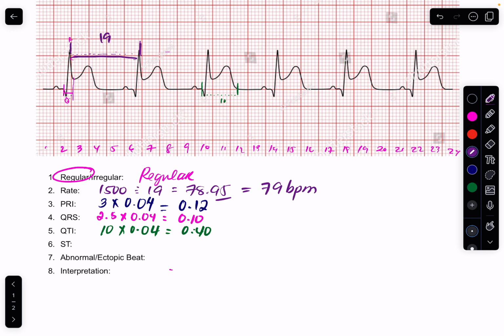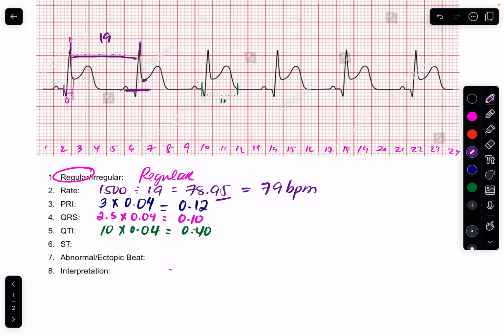Now I'm going to look at the ST. So how do I do that? So first, I'm going to look at my isoelectric line, which is the baseline, right? And I'm going to compare my ST segment over there, right? So the best way to do it is to draw a line. So draw a line straight here, right? Now you're going to compare that line that you drew to this, right? Where your ST is at.